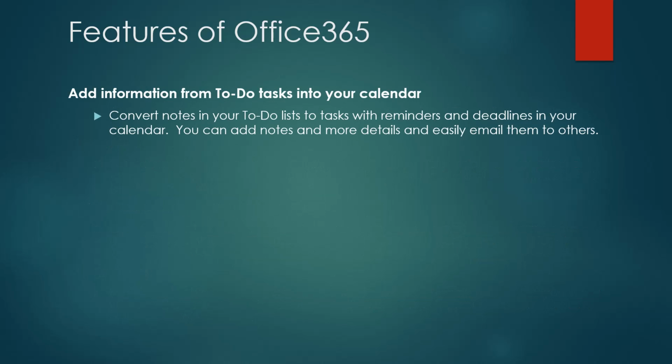Okay, here's some more. You can add information from to-do tasks into your calendar. You can convert notes in your to-do list to tasks with reminders and deadlines in your calendar. You can add notes and more details and easily email them to others. This is pretty interesting because if you have a to-do list, I have never used the to-do list in Outlook, but some of my colleagues do, and one of them showed me this. So it's pretty cool that you can just take something from your to-do list and drag it right into your calendar, and it's a pretty powerful little feature.